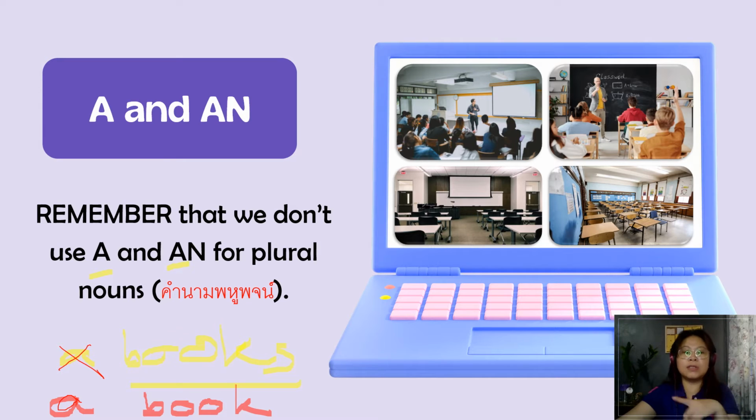We can only use a and an for singular nouns. Only one noun, like a book, a phone, a paper, a pencil, a pen. But we don't use it in plural nouns like books, pens, pencils. Okay, understand?